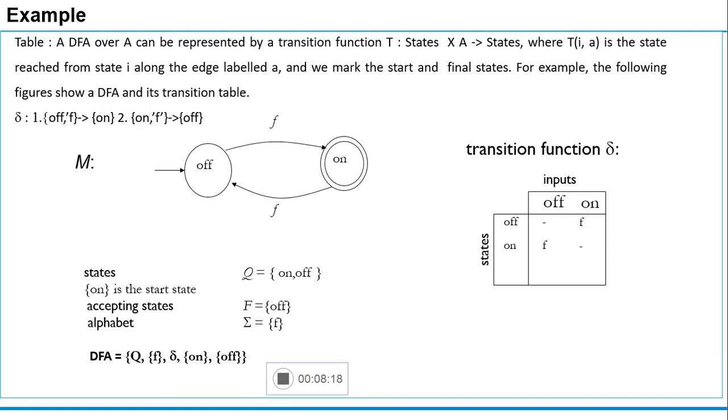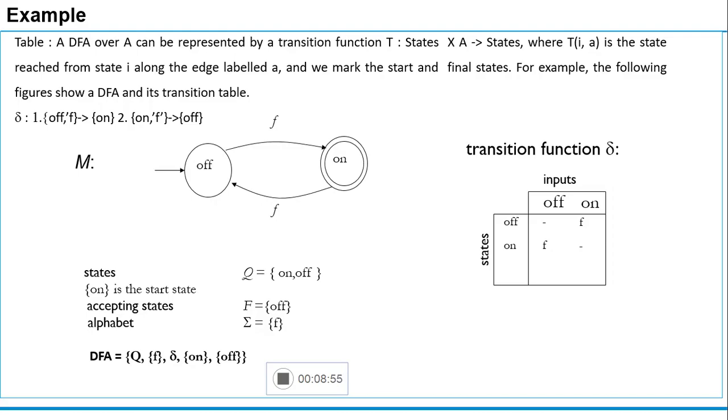In the transition table, you have states, and here also we have states. So we have off and on, and off and on. We have only two states, so it has been represented in the rows as well as the columns. So here you can see off is going to read F, and it's going to move on to on. Same thing, on is going to read F, and it's going to move on to off. So this is called a transition table.